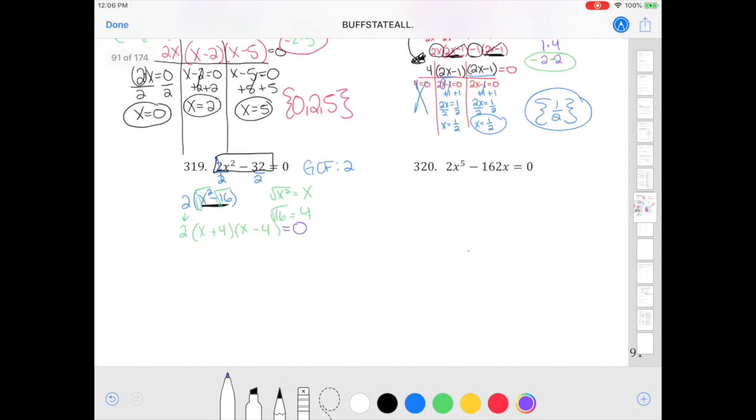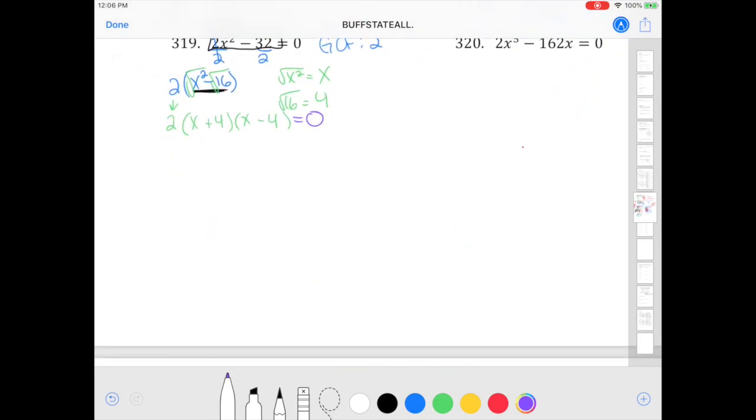Now, same idea as the last 2 examples. I have 3 factors here, so I need to do my double T. I'm going to draw a vertical line to split all of them up, and then the horizontal line underneath them. Now, within all of my sections of the T, I'm going to set them equal to 0. So 2 equals 0, x plus 4 equals 0, and x minus 4 equals 0.